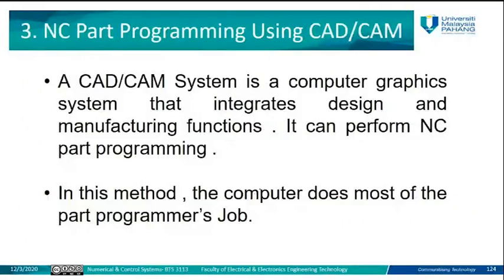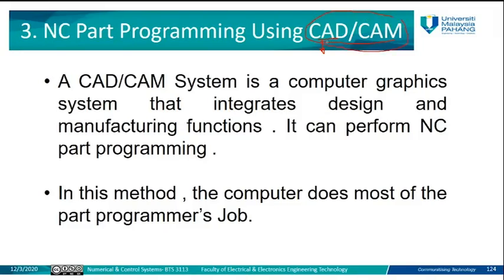The third type of part programming in CNC machine is using CAD and CAM. CAD is computer aided design and CAM is computer aided manufacturing. Previously CAD was a separate system and CAM was a separate system. Both represent phases of the development of numerical control. Recently, they combined both parts, CAD and CAM.